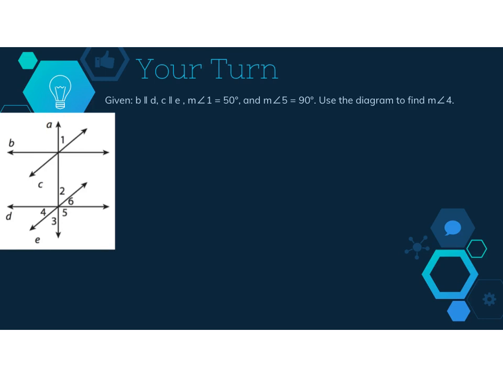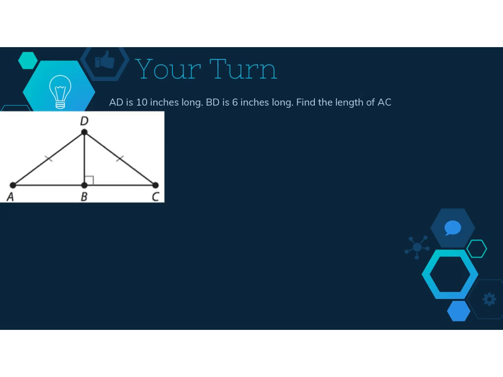All right, your turn to apply some of this. So we have a couple of parallel lines. So B is parallel to D, C is parallel to E. Measure of angle 1 is 50, measure of angle 5 is 90. Use the diagram to find measure of angle 4. We'll work on that in class. And one more. AD is 10 inches long, BD is 6 inches long. Find the length of AC.